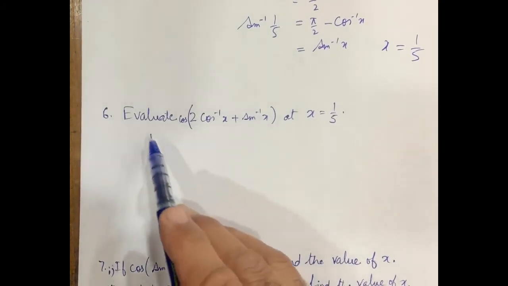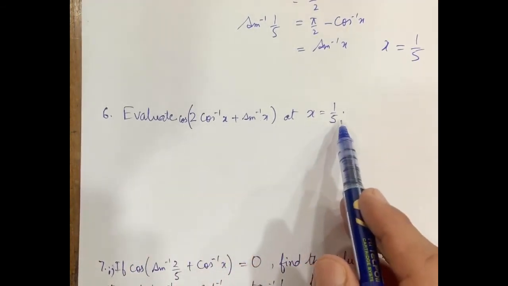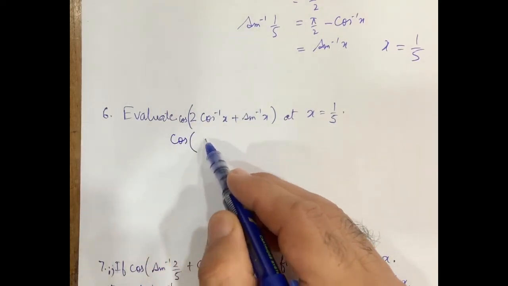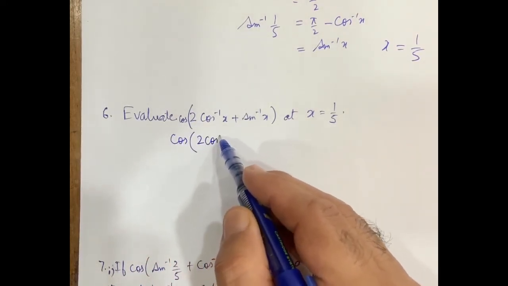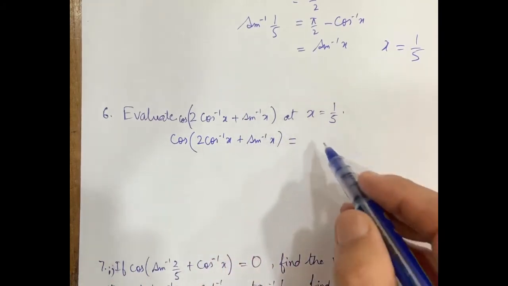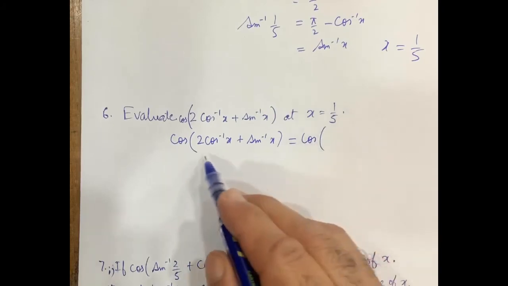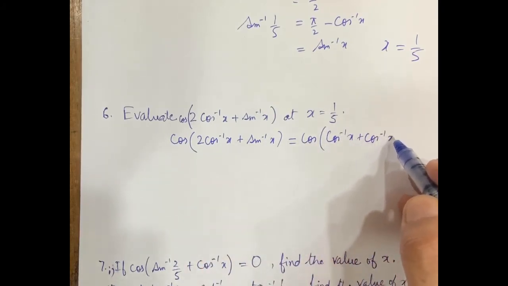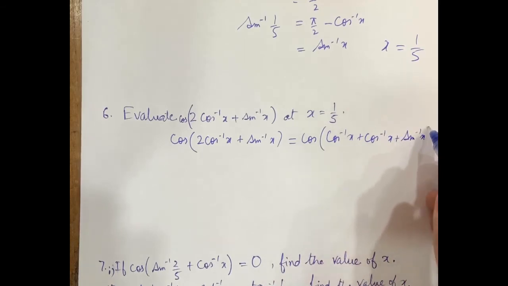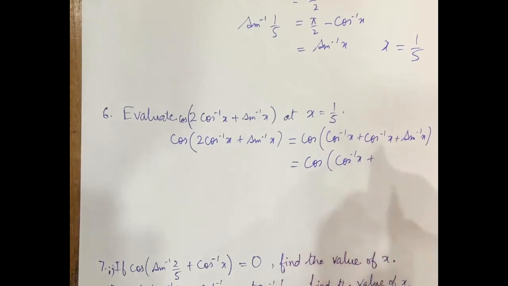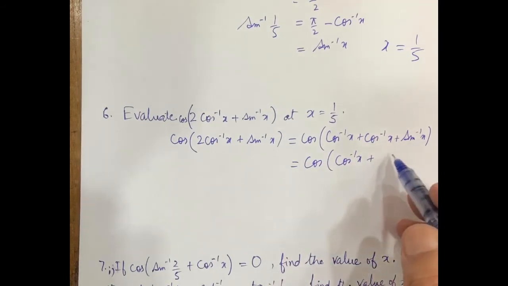Next, we have to evaluate this expression when x is equal to 1 by 5. So let us simplify this expression. This is cos of 2 cos inverse of x plus sin inverse of x, which is cos of, this can be written cos inverse of x plus cos inverse of x and plus sin inverse of x. This is cos of cos inverse of x. Cos inverse of x plus sin inverse of x is pi by 2.